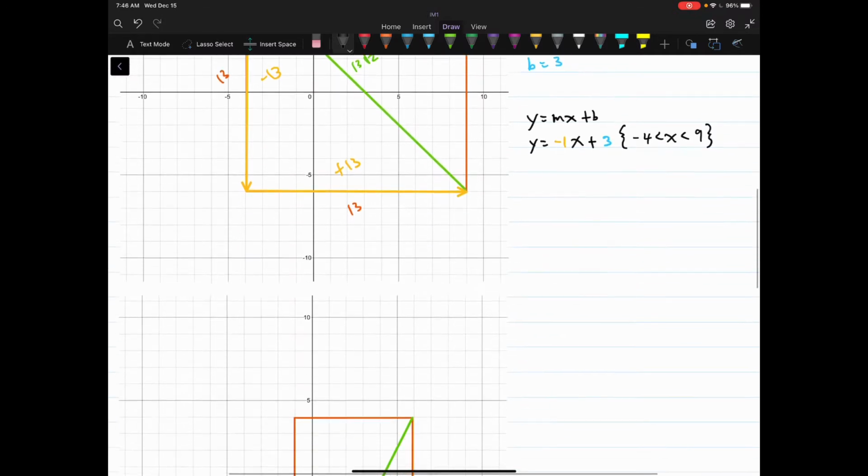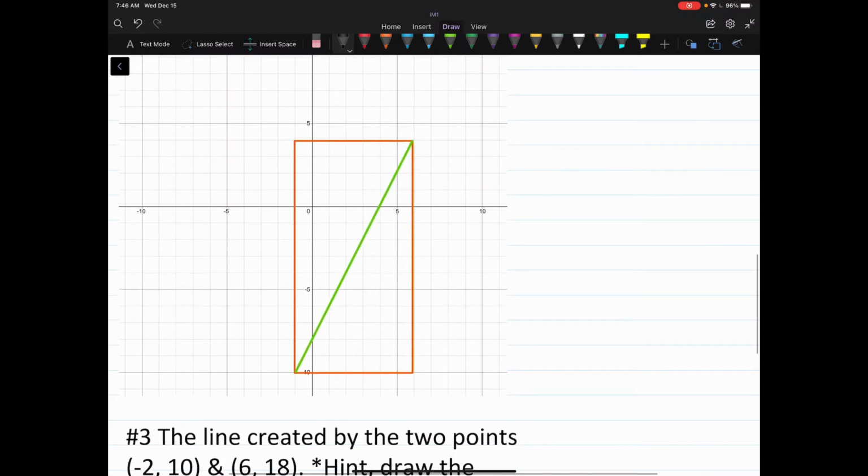All right, let's go to the next one. All right, let's take a look at this one. First thing, is this a 90 degree triangle? No, and the reason why is because the legs are not equivalent. Now let's go ahead and find the length of this line.